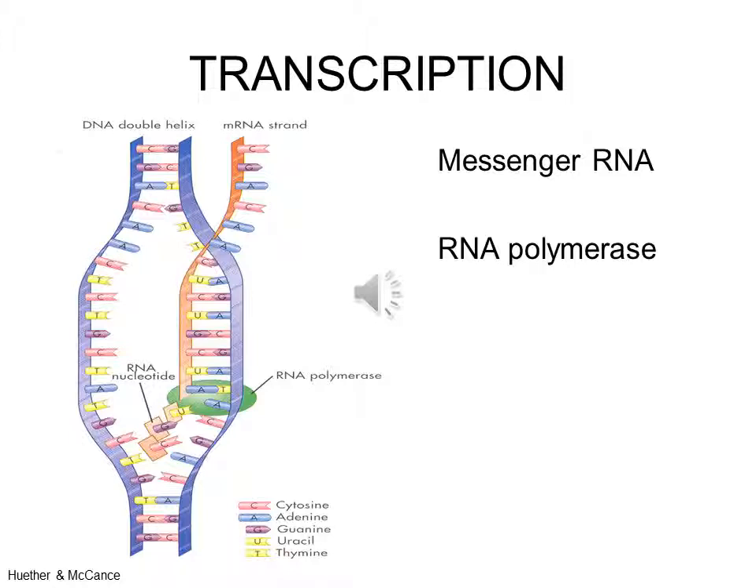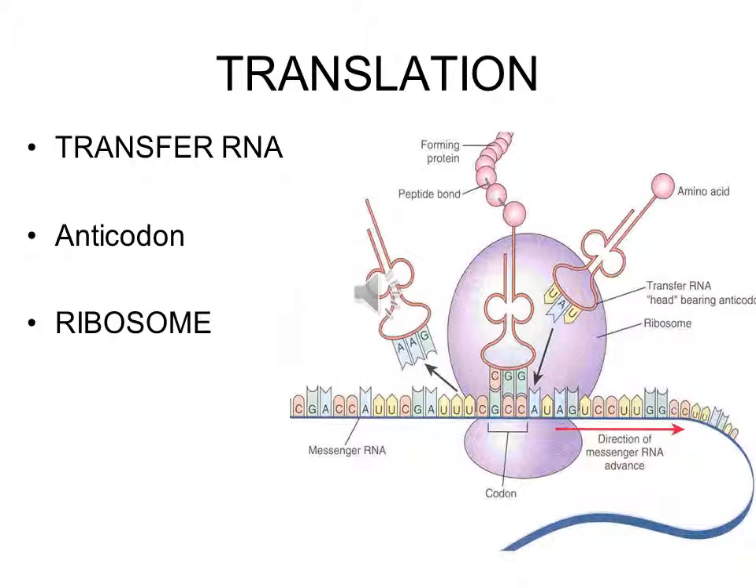The messenger RNA, because it's a single helix, is small enough that it can pass through the pores in the nuclear membrane and enter the cytoplasm where it attaches to a ribosome. Once there, the next step, which is called translation, can take place. Translation is the process by which RNA directs the synthesis of a protein.